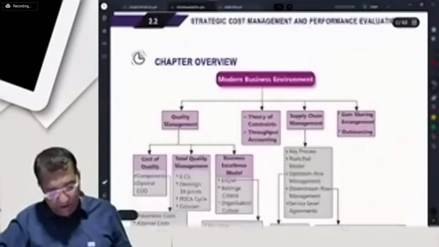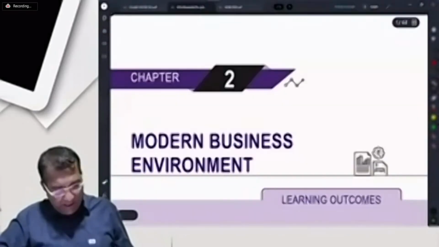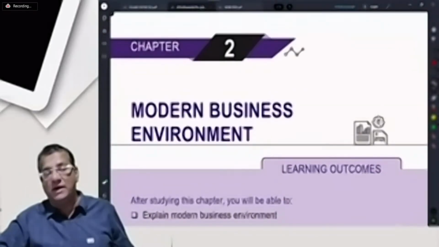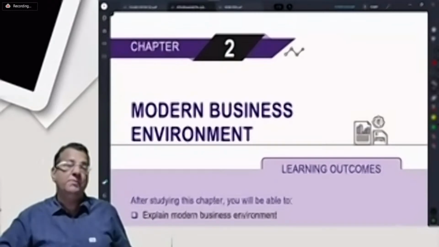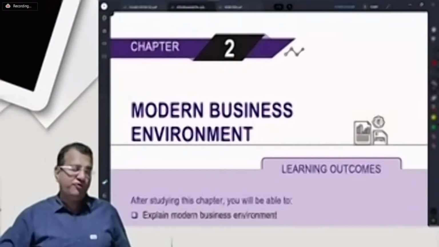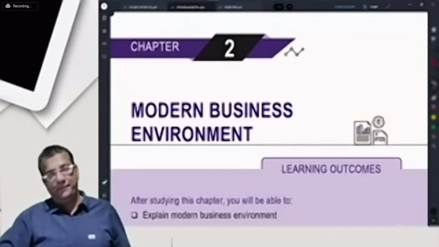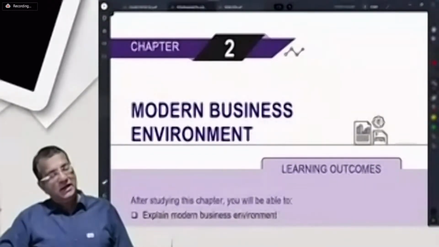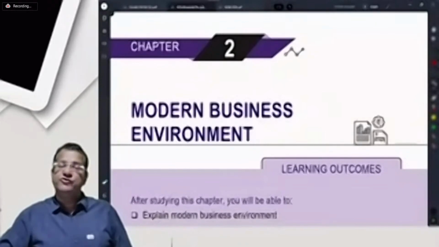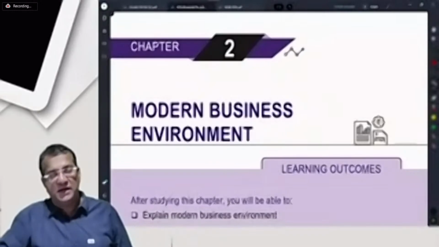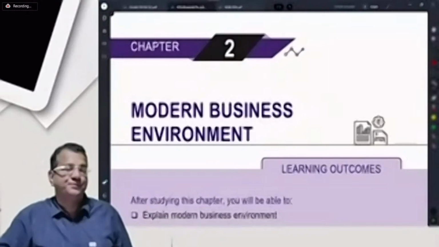But before that, the chapter heading is modern business environment. First of all, we will see an overview. What do you mean by modern business environment? In the earlier days, I would say 15 or 20 years back, the market was a seller's market.